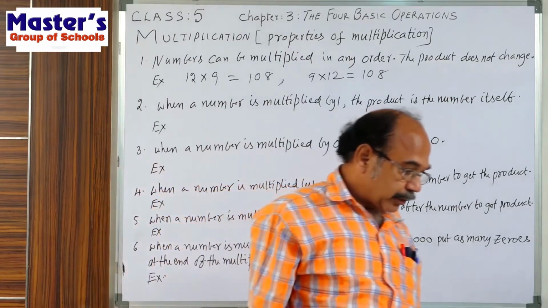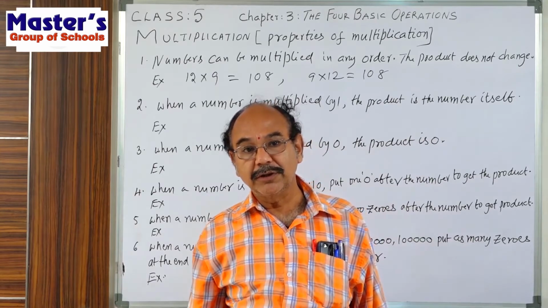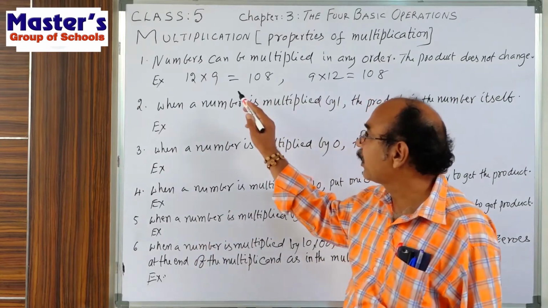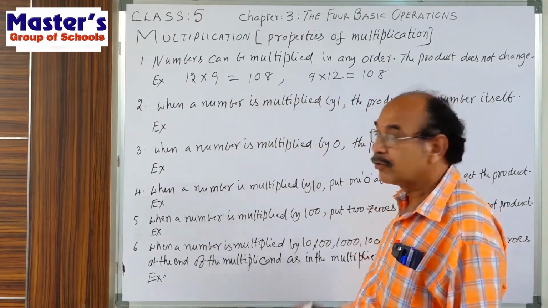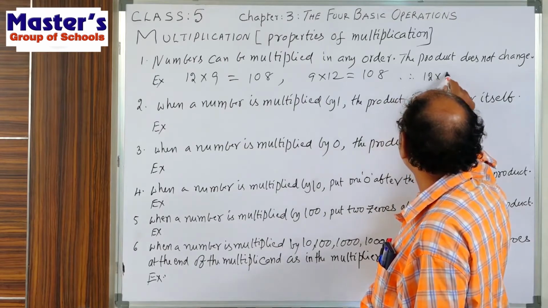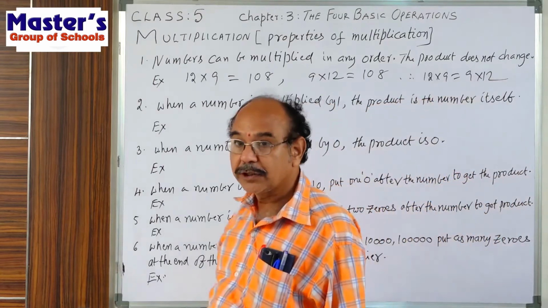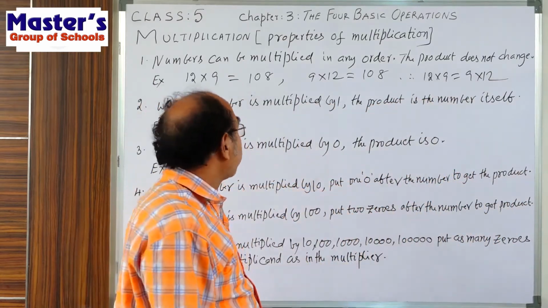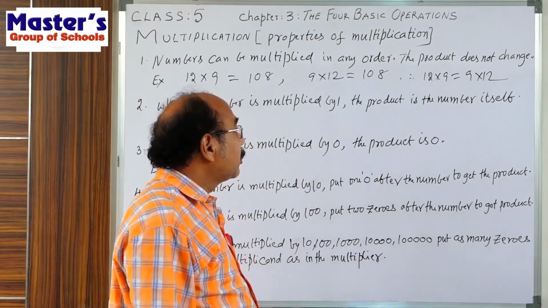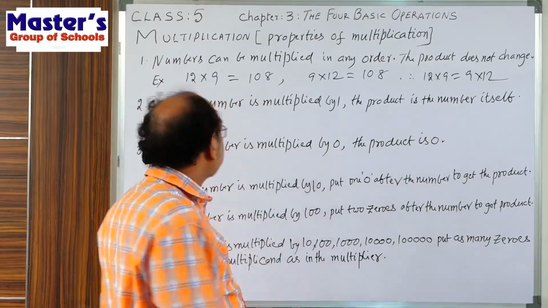Changing the order of numbers does not affect the product. That's why 12 into 9 is same as 9 into 12. So we write here 12 into 9 is same as 9 into 12. Okay. So this is the first property. Numbers can be multiplied in any order. The product does not change. Now come to this. What is the second property?